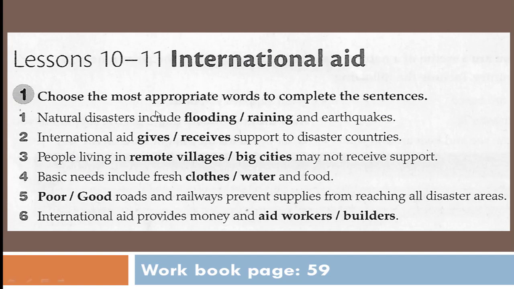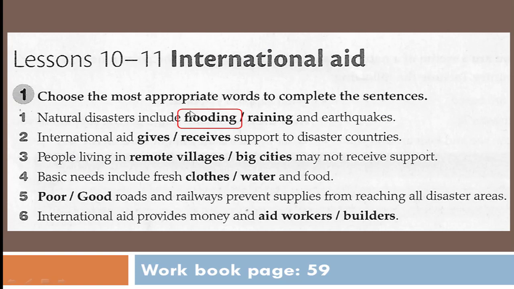Now let's complete the sentences with the correct word between slashes. Natural disasters include flooding, raining, and earthquakes. As you know, raining is something good, but when it rains too much, it will become a flood. So flooding is the natural disaster.